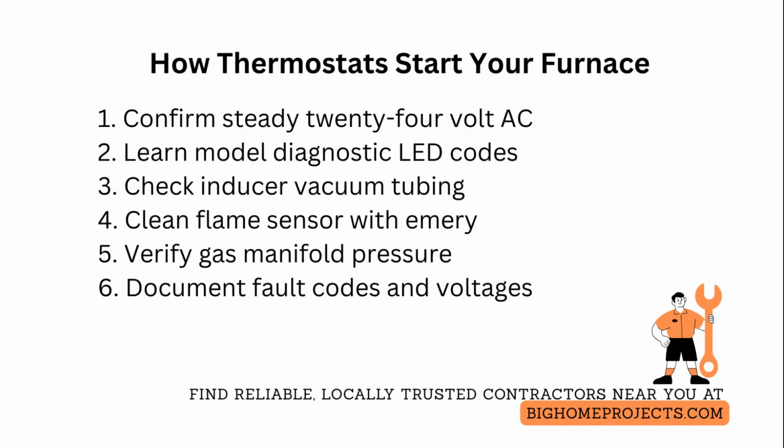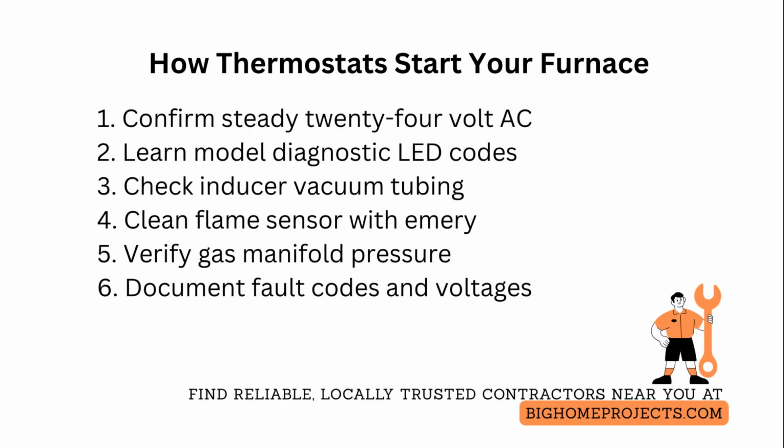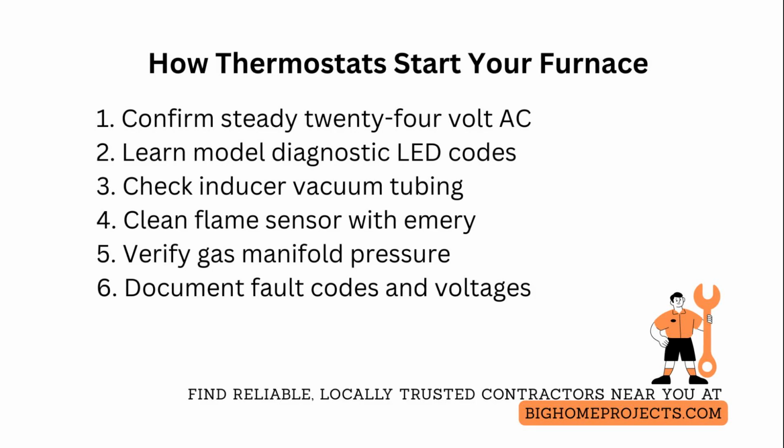When the thermostat completes the W to R connection, first confirm you have steady 24-volt AC between R and W using a multimeter set to AC. Intermittent voltage means thermostat or wiring chatter and will stop proper ignition.